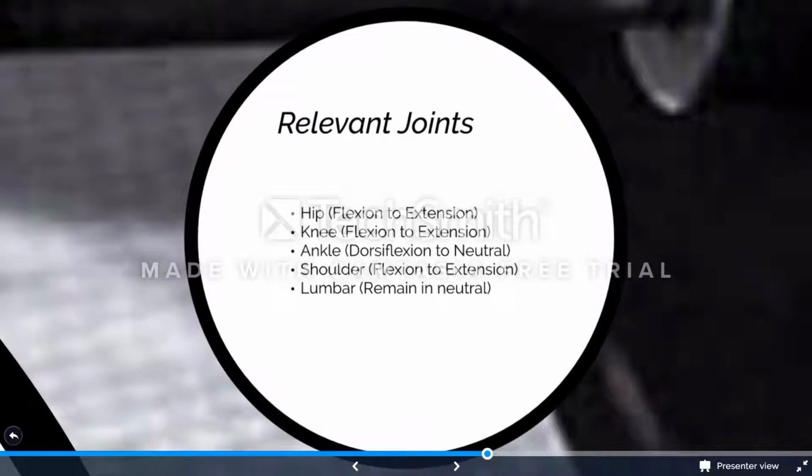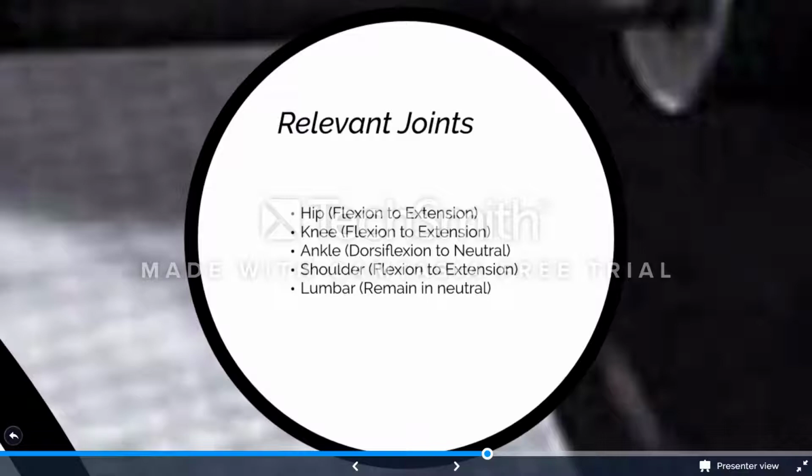The hip will start in flexion with a range of motion of 100 to 125 degrees and will end in extension with a change in range of motion of 100 degrees. The knee will start in flexion with a range of motion of 100 to 125 degrees and will end in extension with a change in range of motion of 100 degrees.